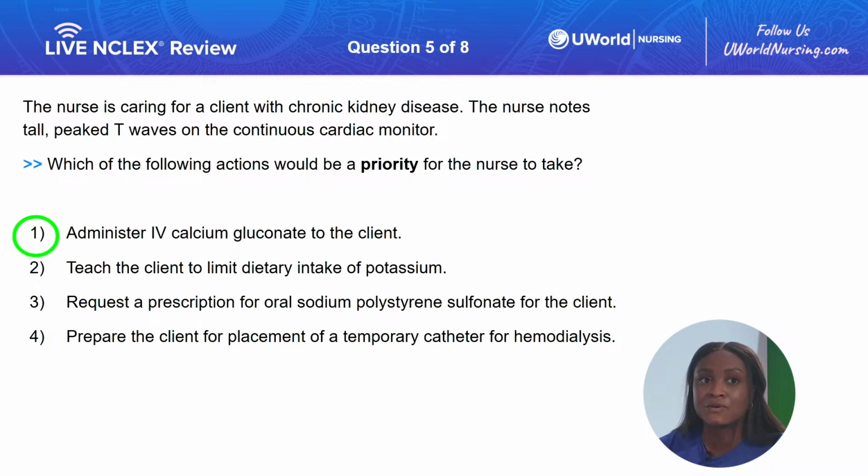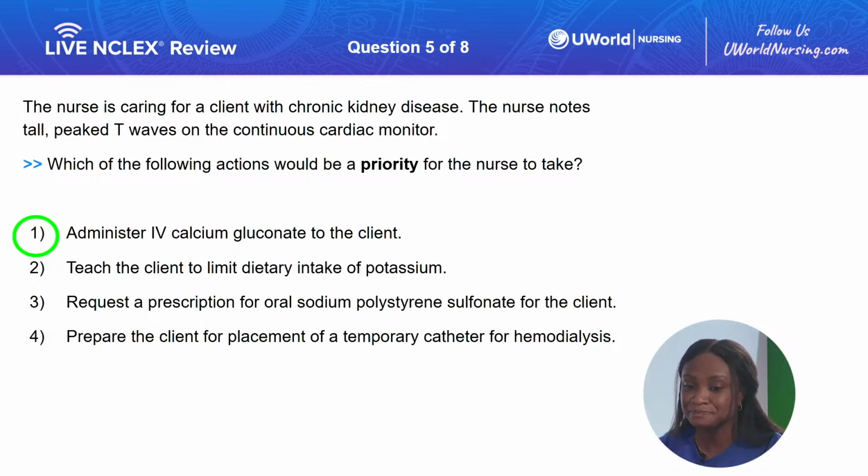And then option 4, prepare the client for placement of a temporary catheter for hemodialysis. This is an intervention that happens with people who go from chronic kidney disease to end-stage renal disease and aren't able to have their kidneys work for themselves. So that hemodialysis catheter would be helpful to filter out all those electrolytes and waste for them. But you guys did great on that one.